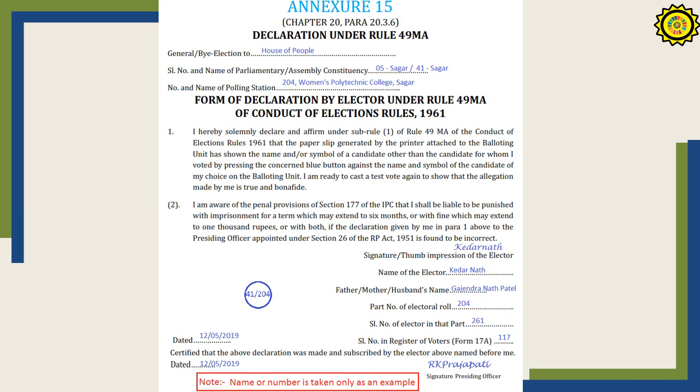If an elector, after having recorded his vote, alleges that the paper slip generated by the printer has shown the name or symbol of a candidate other than the one he voted for, the presiding officer shall obtain a written declaration from the elector as to the allegation after warning the elector about the consequences of making a false declaration. If the elector gives the written declaration, the presiding officer shall make a second entry related to that elector in Form 17A and permit the elector to record a test vote in the voting machine in his presence and in the presence of the candidates or polling agents who may be present in the polling station, and observe the paper slip generated by the printer.